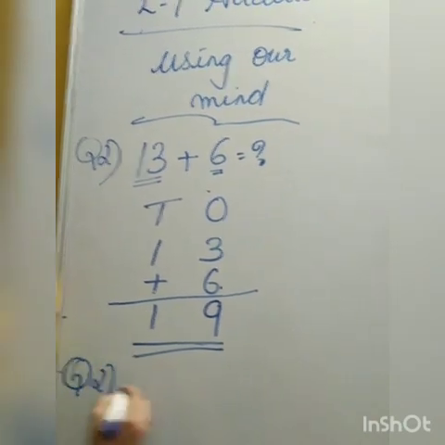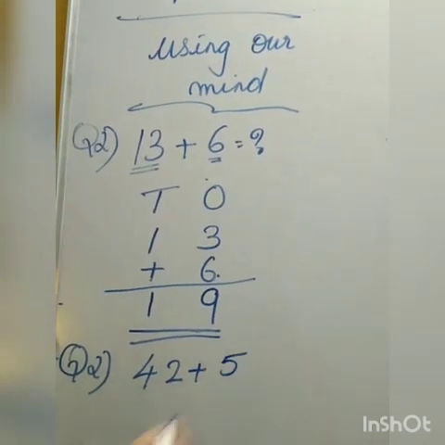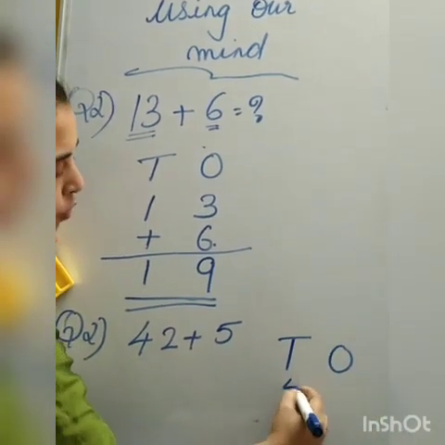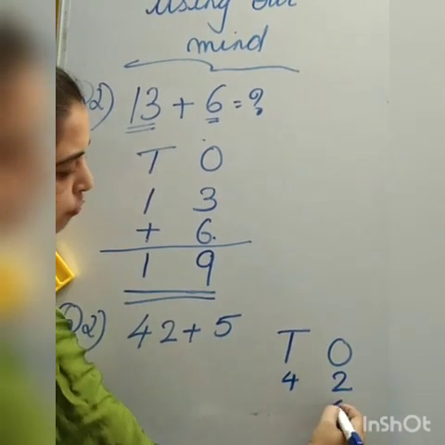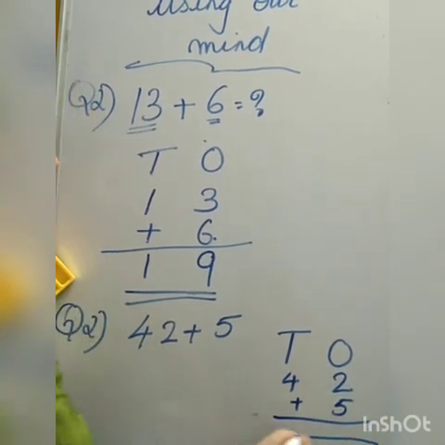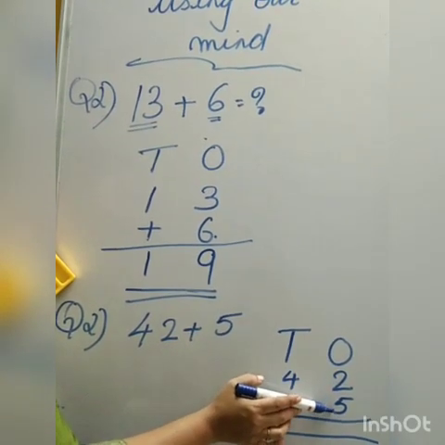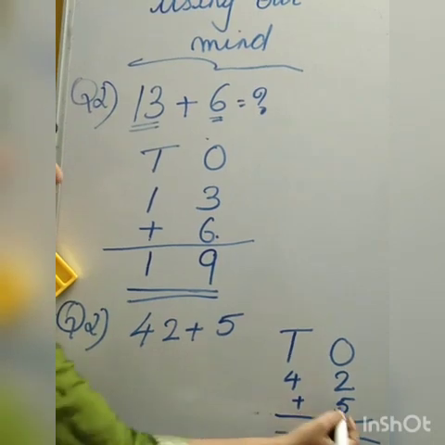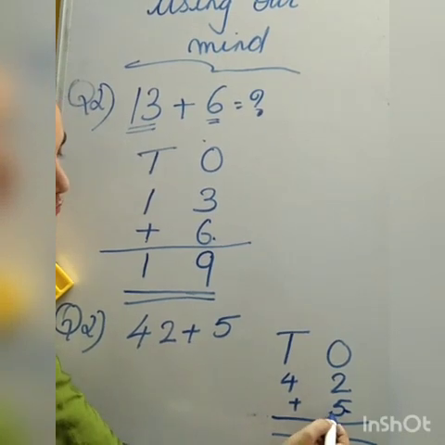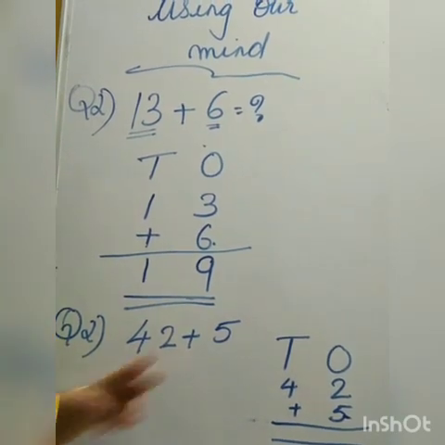Question number 3. 42 plus 5. First we have to write T O. 4, 2, and 5 in the ones place, plus symbol. Here which are the numbers in the ones place? 2 and 5. So what do we have to do? Keep the biggest number in our mind. Which is our biggest number? 5 is the biggest number. So we keep 5 in our mind and take out 2 in your finger.